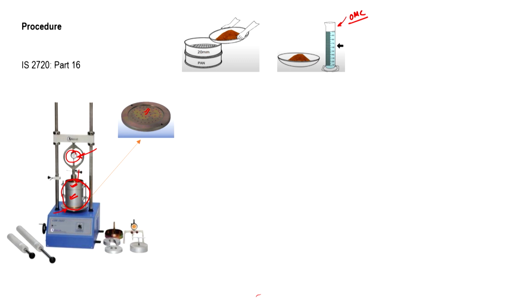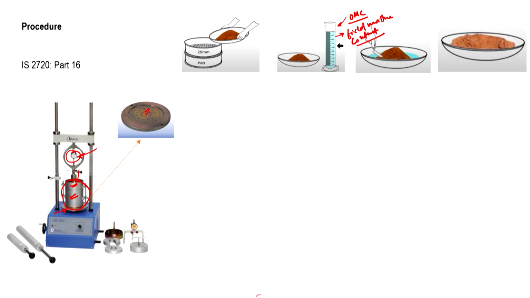In case we are evaluating an in situ soil and we want to find the value of CBR at the existing moisture content, for that particular soil we will use the field moisture content. Depending on our objective, we will choose the appropriate amount of water, add it to the soil sample gradually, and mix it so that a soil paste is formed.